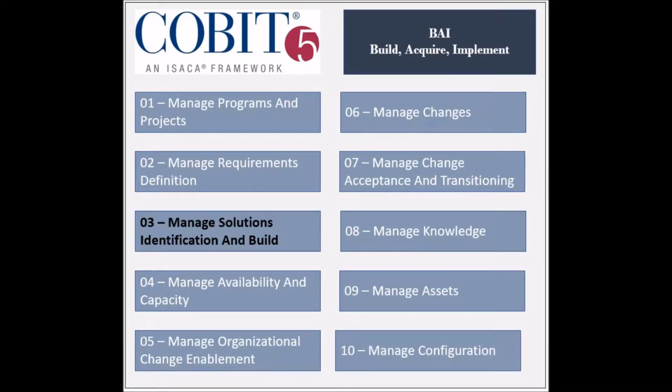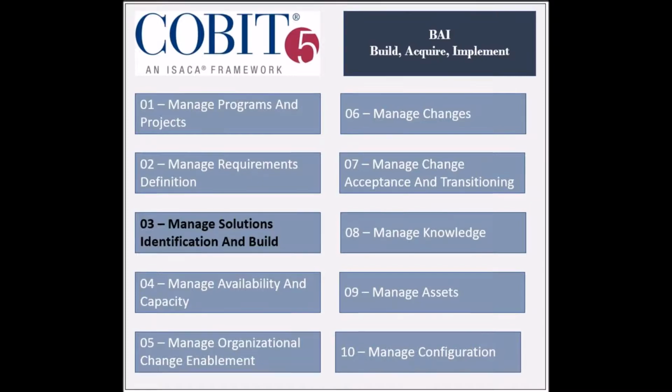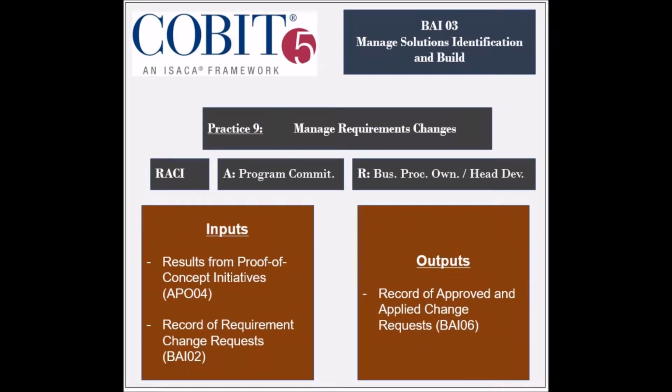The third process of the build, acquire and implement domain, called Manage Solutions Identification and Build, has 11 practices. The ninth practice is to manage changes to requirements. From a RACI chart's perspective, the entities that are responsible include the business process owners, the project management office, and the head of IT development. The entity that is held accountable is the program steering committee.